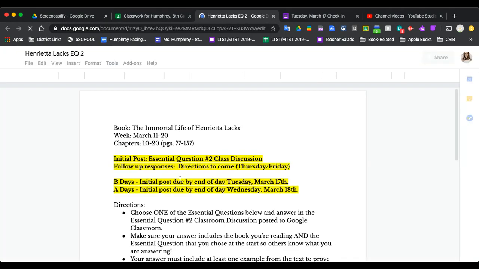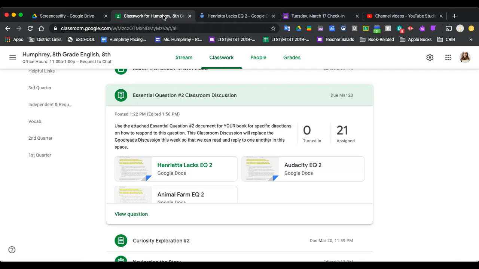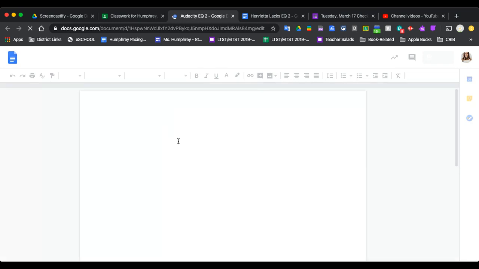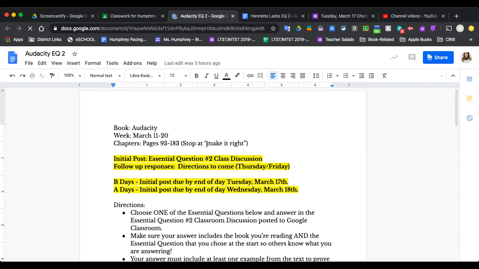So for example, Henrietta Lacks people, you're going to need to make sure that you finish through chapter 20 by the end of this week. So get all the way to page 157. That is about halfway for your book. That's how far you need to get. Audacity people, I believe you have to get to 183. Read all the way to 183. Stop when you get to the poem called Make It Right.